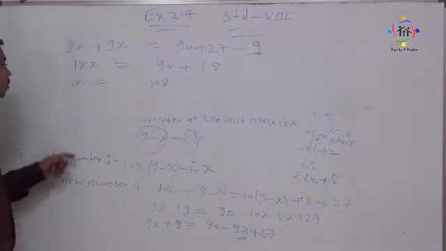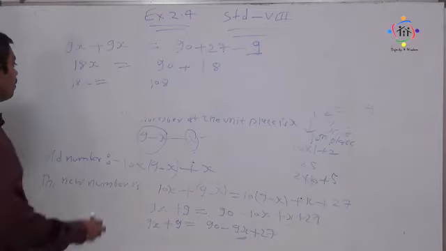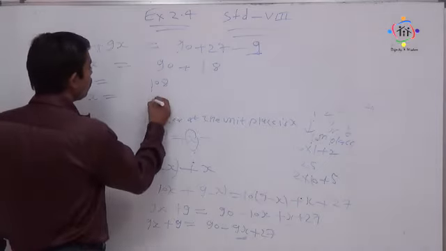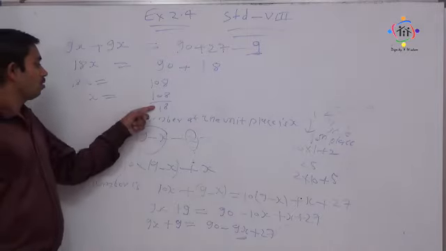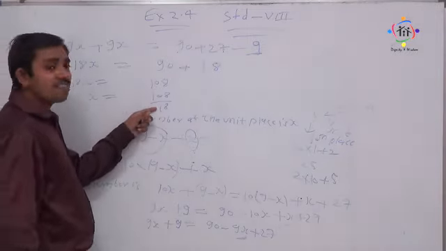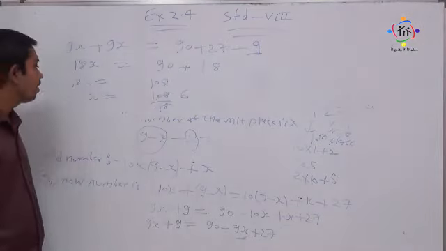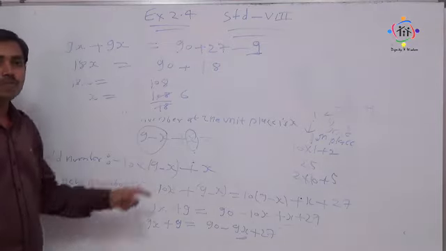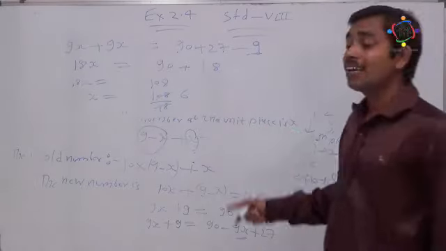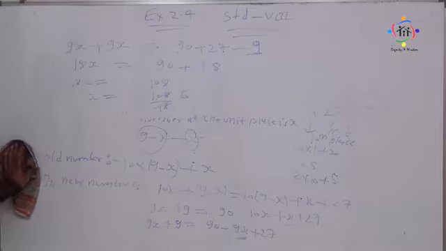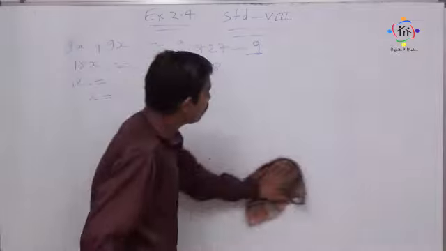So 8, 9 plus 1 becomes 108. Now further what can we do? This 18 we can take to the right side, x is equal to 108 by 18. We can do cancellation. 6 times 18 is 108. So the required x is 6. So we got, my dear students, x is equal to 6. Now what to do? We will put this value x is equal to 6 in the required number. Then we will get the answer.